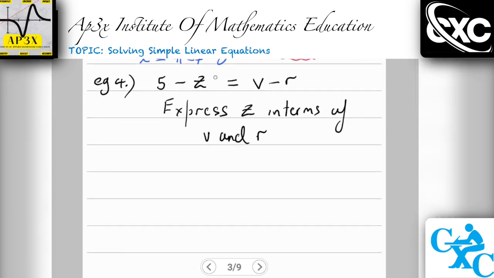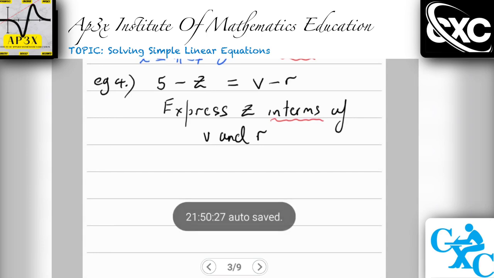All right. And then finally, let's look at this final example here. We're looking at 5 take away z is equal to v minus r. Very simple question here. It says express z in terms of v and r. Many times this throws off a lot of students.